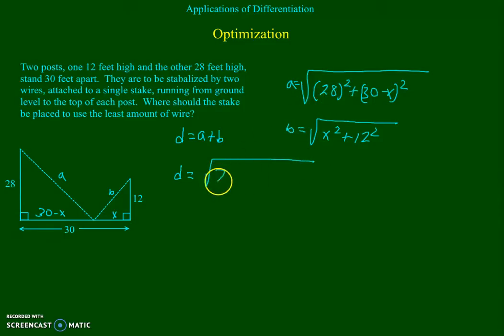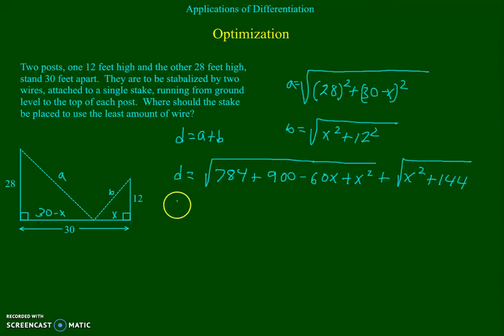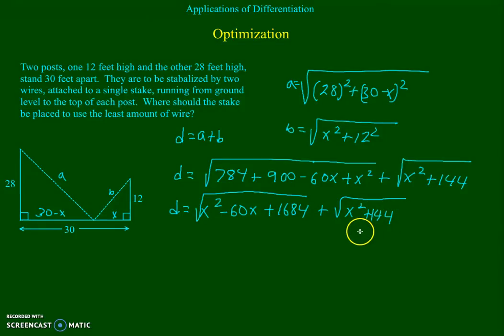So we're going to have the square root of 28 squared, which is 784, plus 30 squared, which is 900, minus 60x plus x squared, plus the square root of x squared plus 144. So this simplifies to 900 plus 784 is 1684. So we have the square root of x squared minus 60x plus 1684, plus the square root of x squared plus 144. So now we're going to have to differentiate this, and I suspect it's going to take some space.